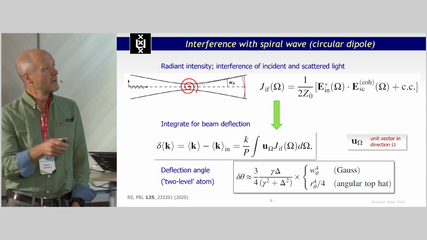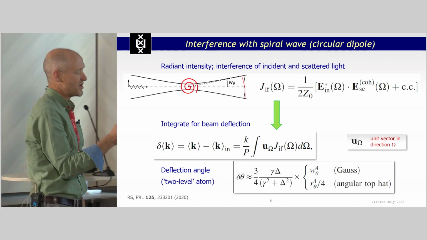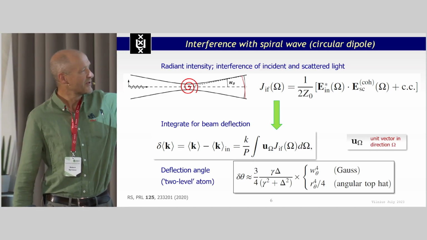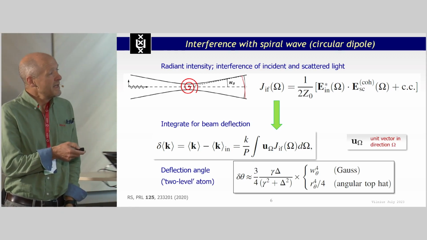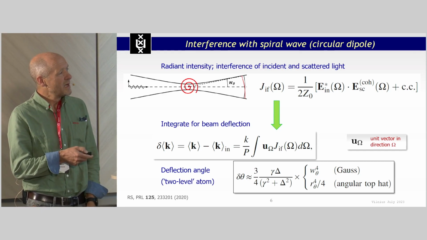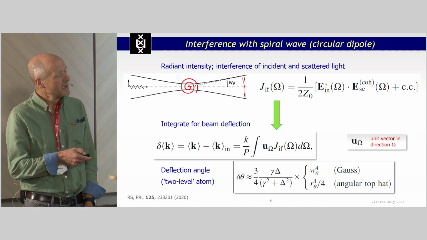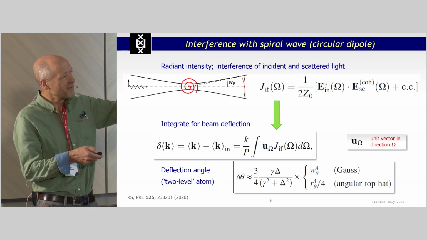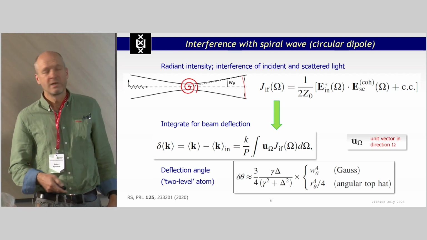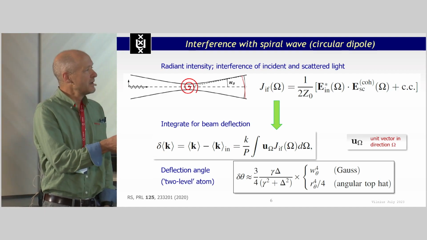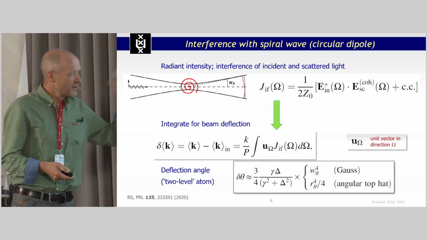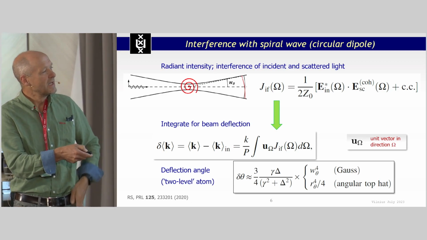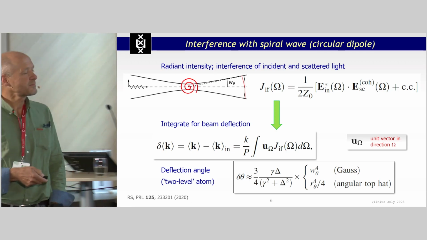Now, if we're interested in the beam deflection, it turns out that this interference term is the only one we need. And the beam deflection, so basically the change of the average k vector, so it starts like this and it's deflected to something else, is the integral of this interference term, and we have to basically take the unit vector in direction omega and take its weighted average, weighted by this interference term. Okay, and then once you have the deflection angle, of course you know the deflection, the change of wave vector, you know the deflection angle, which is shown here.